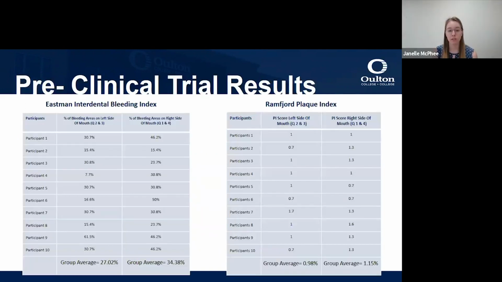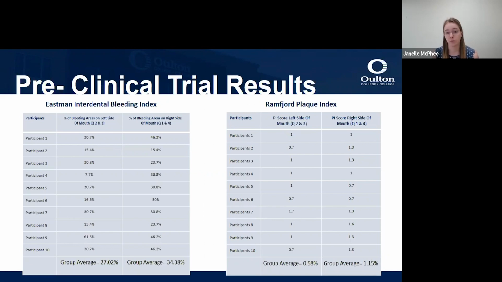So at our first appointment, like McKenzie said, we instructed our participants to not clean interdentally for the first week before. So these were our baseline results. First we looked at the Eastman interdental bleeding index, and we did them by each half of the mouth. The percent of bleeding areas on the left side of the mouth, quads 2 and 3, ended with a group average of 27.02%, while the percent of bleeding areas on the right side of the mouth, quads 1 and 4, had a group average of 34.38%.